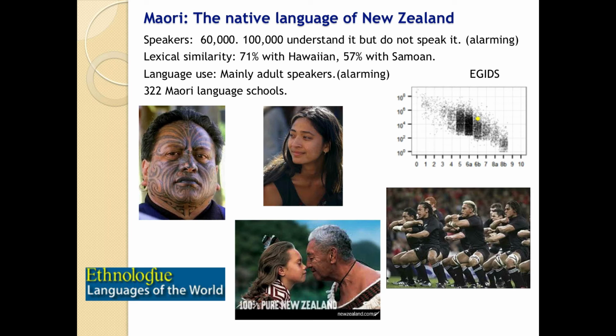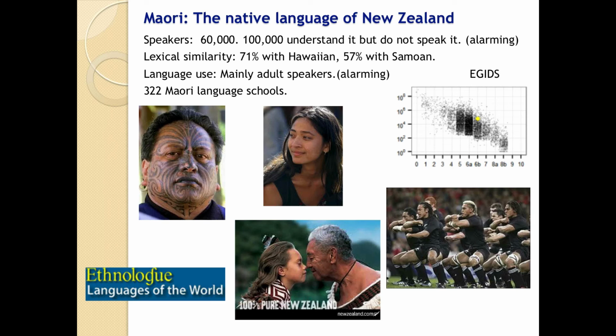It is very, very similar to Hawaiian and Samoan, their sister languages, and there's 71% similarity with Hawaiian words. So in a way, Maori speakers and Hawaiians could understand one another pretty well, much like Spanish and Italian have a high level of lexical similarity, their sister languages.